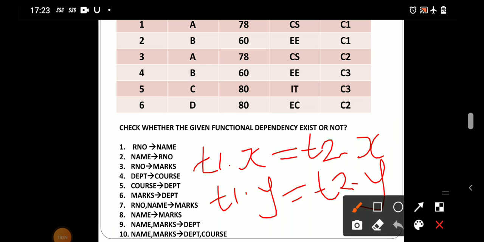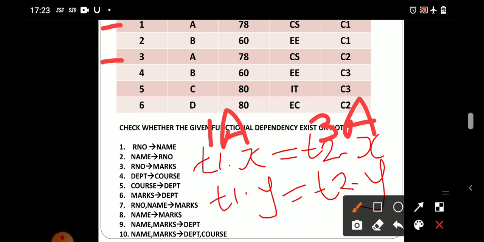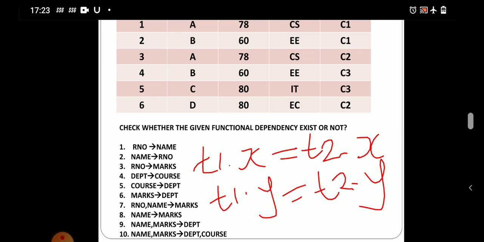Let's take the third and the first. The X value of tuple 1 is 1A, and the X value of tuple 2 is 3A. Again, these values are not the same. So there is no need to check the second condition. If this is wrong, then there is no need to check this condition. Right? So there is no problem in this given dependency. So we can say yes, the seventh functional dependency exists.